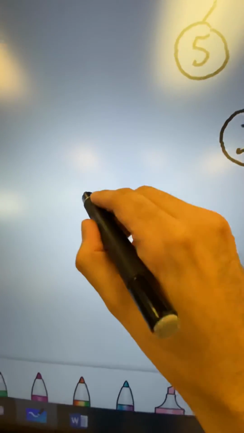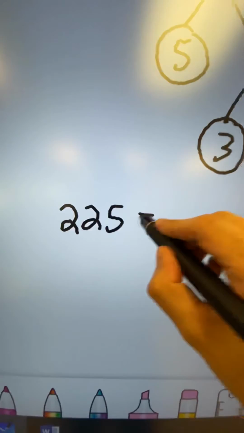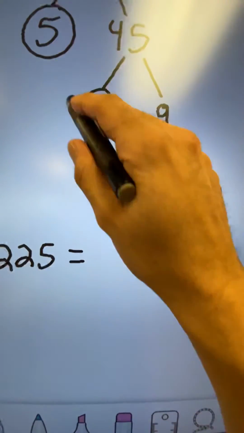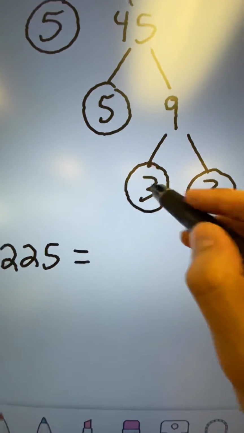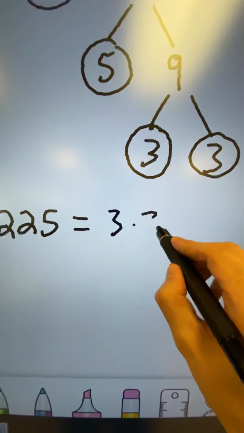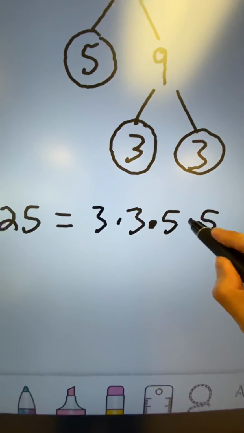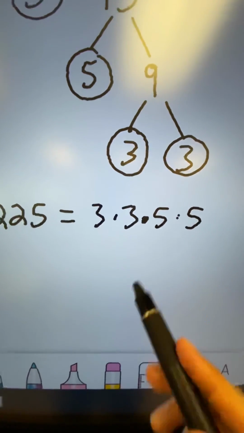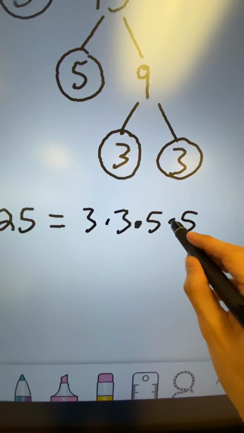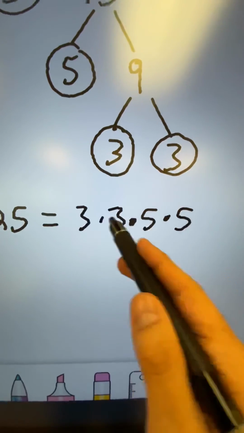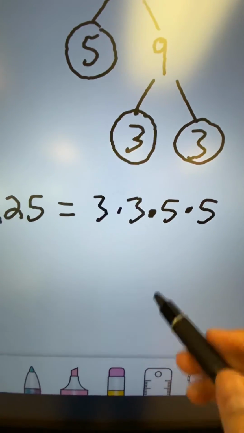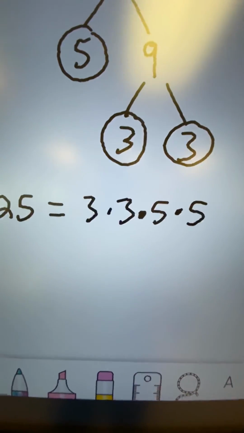So I'm going to write down 225 is equal to, and usually you could put it in order from least to greatest. So I'll just put 3 times 3 times 5 times 5. But it doesn't matter, because your factors just have to be prime. That's all it means to be prime factorization. But usually, it's listed out as lower to higher. But again, it doesn't matter. You could have had 5 times 5 times 3 times 3 as well.